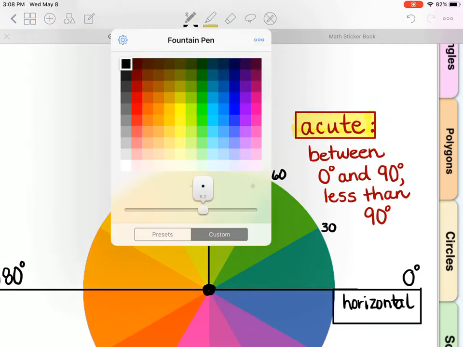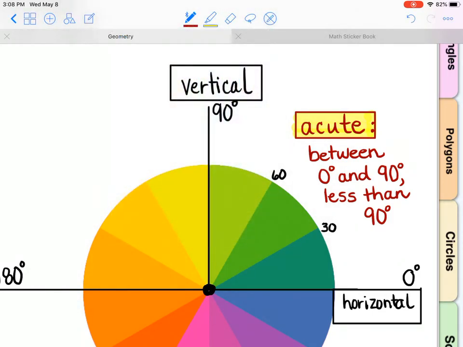So what if we landed exactly on 90? That is a special type of angle all on its own. So if we're exactly on 90, that is called a right angle. So you have acute angles and you have right angles. There is no such thing as a left angle. And I get that question quite often. It's okay, but there is no such thing. And a right angle is exactly 90 degrees. Not 90.1, not 89.9, but exactly 90 and no more. This is called a right angle.